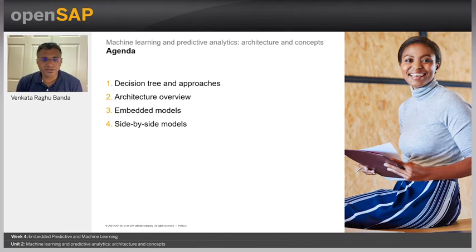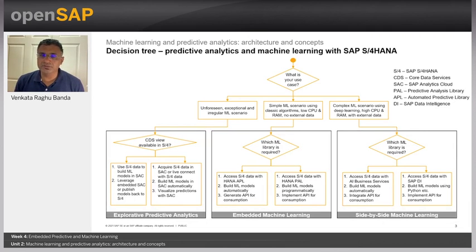So here is the brief agenda that I have for today. We'll start with the basic decision tree and the approaches around why we pick and choose one of these approaches depending on a particular requirement. And then I go into an architecture overview. And after that architecture overview, I'll go into a bit more details about the embedded models and the side-by-side models. So without further delay, let us now jump into the decision tree and the approaches related section.